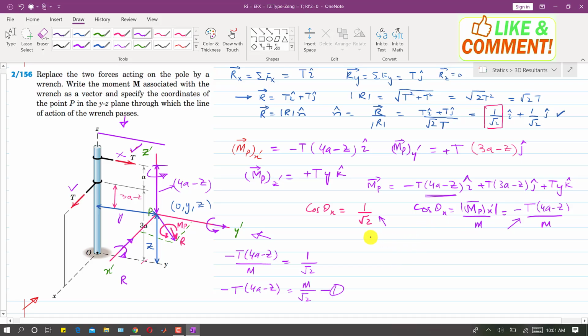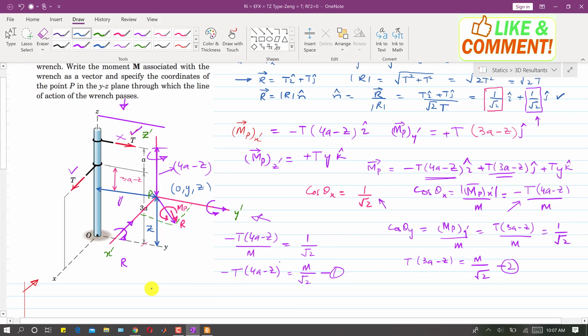Similarly, the cos theta y of both will be equal. So cos theta y for the resultant is this, and cos theta y for MP will be MP y dash divided by M. So this will be t into (3a minus z) divided by M, and it will be equal to this thing. This is again 1 by square root 2, and this will give us equation number 2. So this will be (3a minus z) into this thing. So this is equation 2.